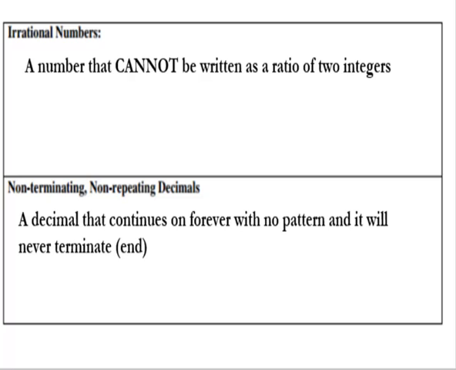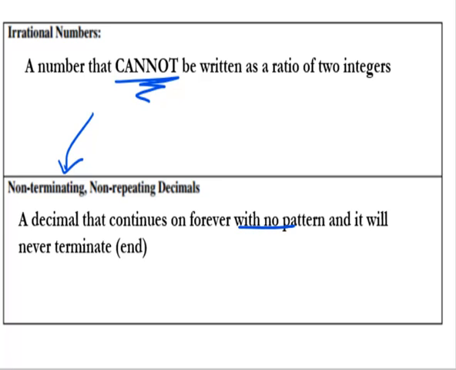Last definitions to copy. Obviously, we're now talking about an irrational number, and there is only one type. An irrational number is a number that cannot be written as a ratio of two integers. These really just include one type that we're talking about this year, which are non-terminating, non-repeating decimals. It's a long definition, but it basically is just saying a decimal that continues on forever with no pattern, and it will never end. So that's it. It does not end, and it has no pattern.